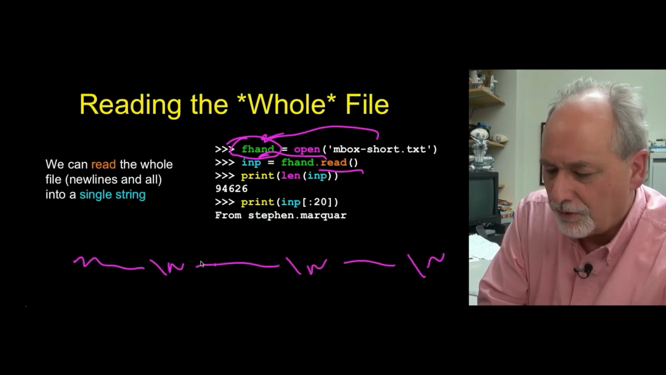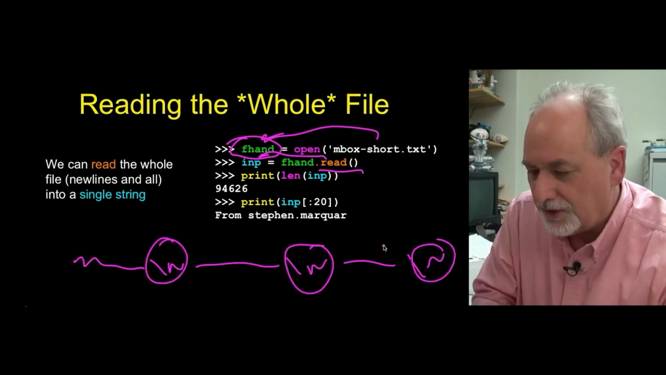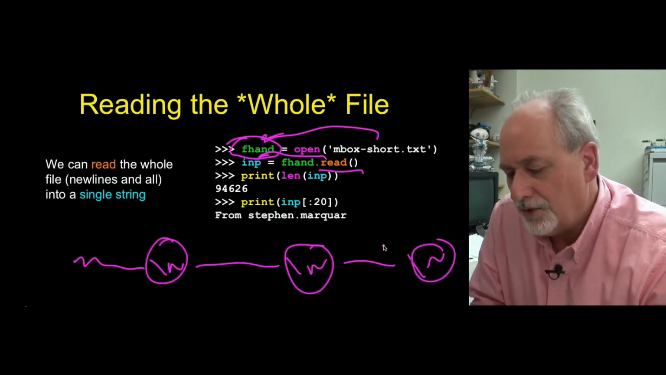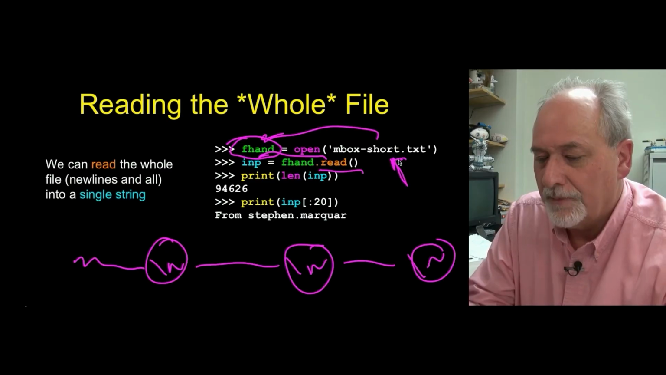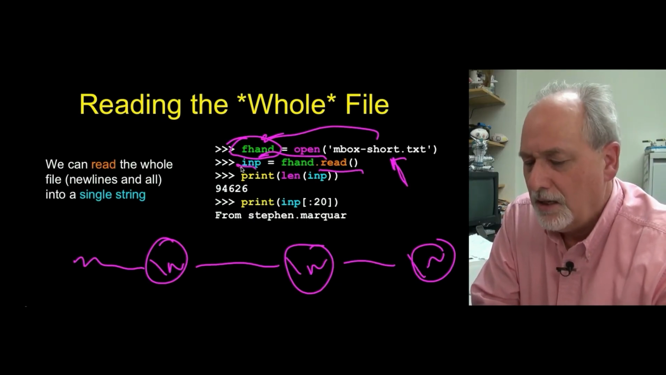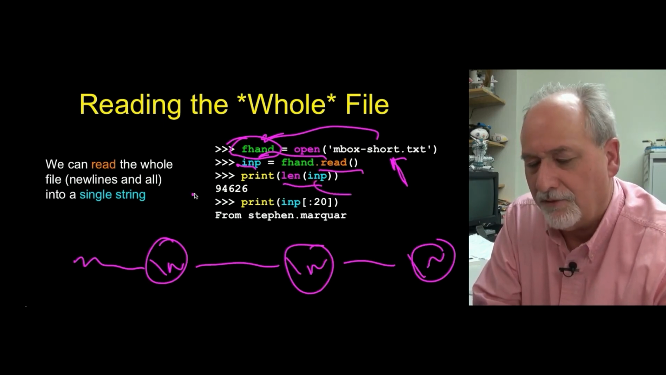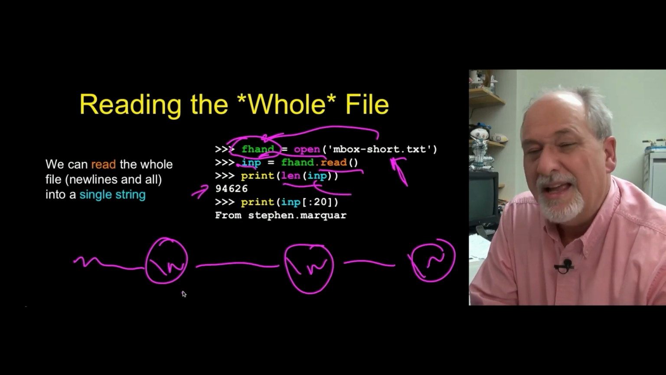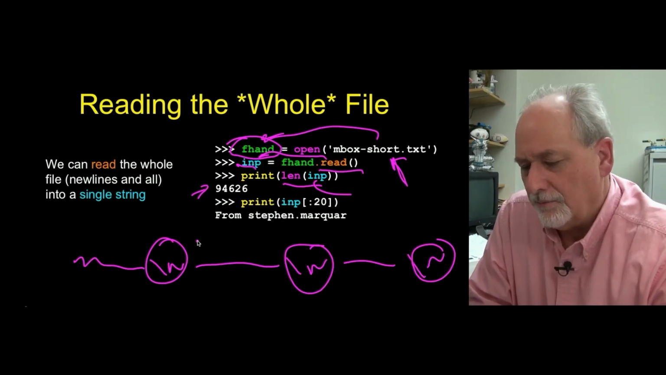It's a sequence of characters with new lines in there to punctuate them. And now you can split that. Later we'll see how to split that into separate lines if you want. Now I picked a file that was short. And so this input variable now has a string in it, and I can pass a string into the len function. It says 94,626 characters. That's a small little file, and perfectly okay to read it all in one go.